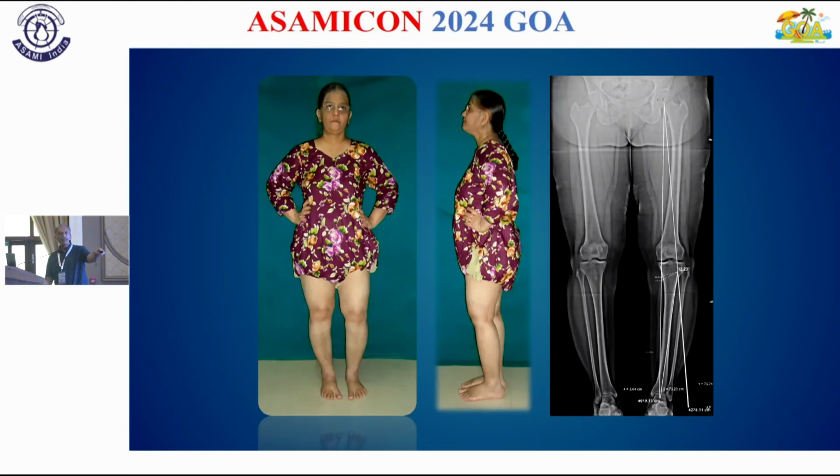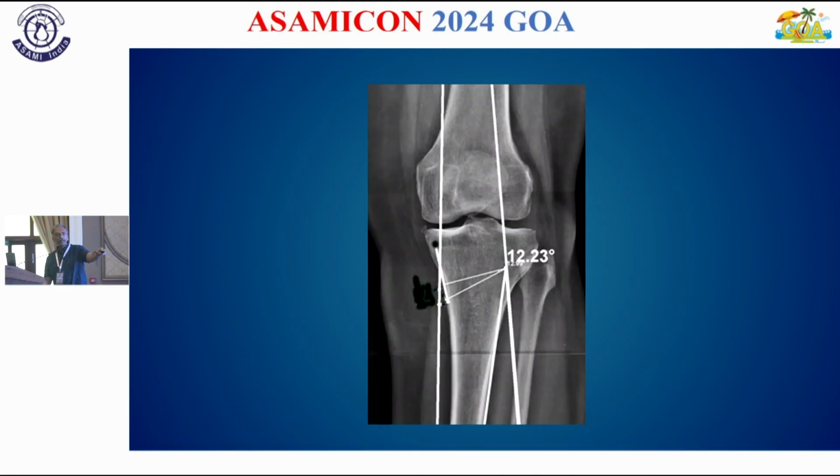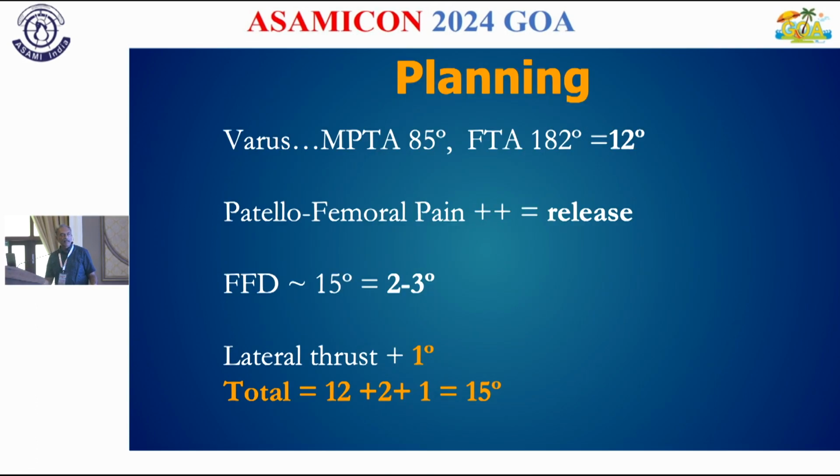Now you can compensate for fixed flexion deformity. This is the last bit. This lady had this varus. You can see the FFD. This is the Miniaci method. It tells us that we need about 12 degrees correction. So here we found 12 degrees, so we need to perform the patellofemoral release because she has pain. She's about 15 degrees. Professor Koshino showed us that every 5 degrees of fixed flexion deformity masks and hides 1 degree of varus. So you need to add 3 degrees of correction, and she has a lateral thrust.